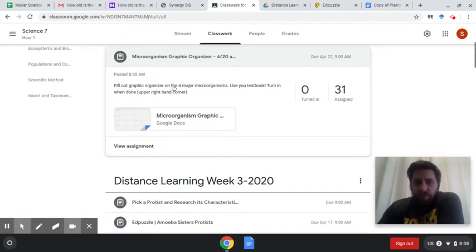You're going to fill out the graphic organizer on the 4 major microorganisms. Use your textbook or Google or any material that I've given you or that you can use to fill this out. And then you're going to turn it in when you're done. Again, this is a Google Doc, so you have to turn it in. I made a copy for every student, so you have to turn it in using the upper right-hand corner. So let's take a look at this real quick.